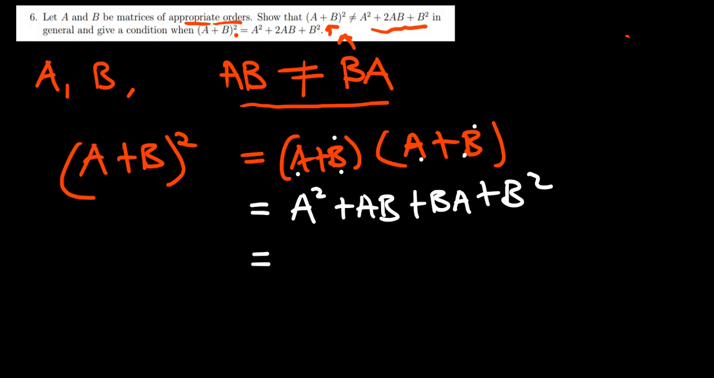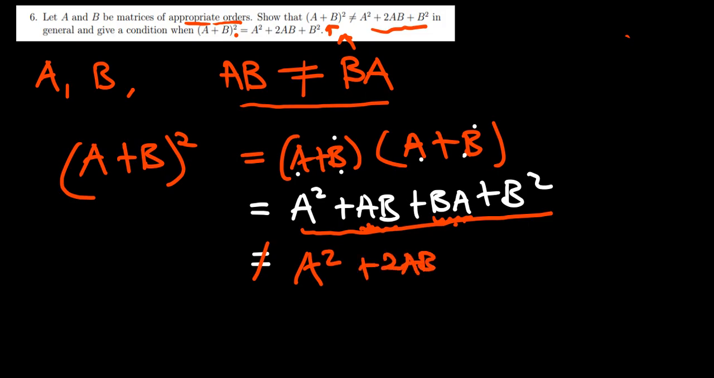And by definition we know that AB is not equal to BA. So we can't add these two. So in general, this expression here will not be equal to A squared plus 2AB plus B squared. Why? Because A and B are not commutative. So that's in general.